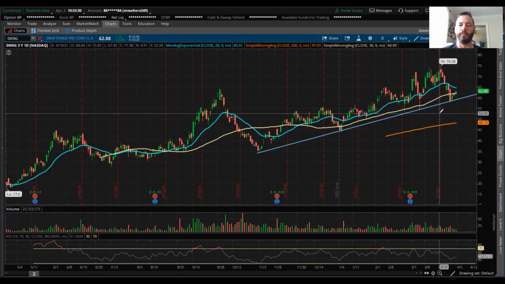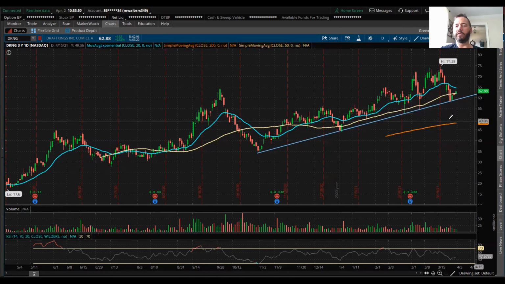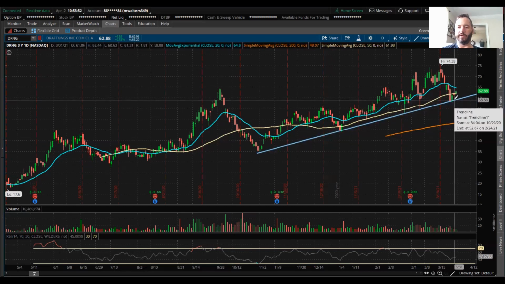Now let's assume we're going to get into DraftKings for a swing trade. A swing trade is you're holding something for more than just a day trade. So it could be the next day, it could be 3 days, it could be a month. Whatever it is, I like to set a price target, especially when something bounces off of a trend line.